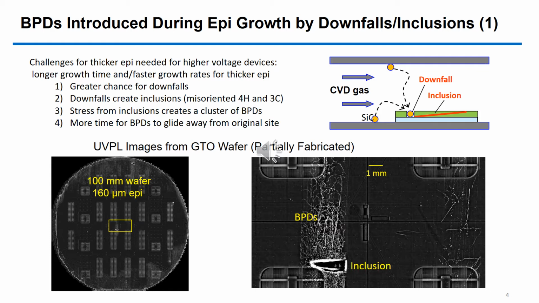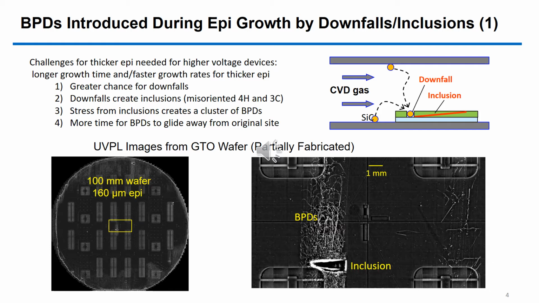It involves downfalls that fall onto the epitaxial layer as it's been grown. In thicker epitaxial layers, because first you have a faster growth rate, and second of all, because you've got a longer growth time, there's more chance to have these downfalls. The downfalls are a combination of misoriented 4H and 3C polytypes, and they introduce a strain field which causes a cluster of BPDs to surround them.